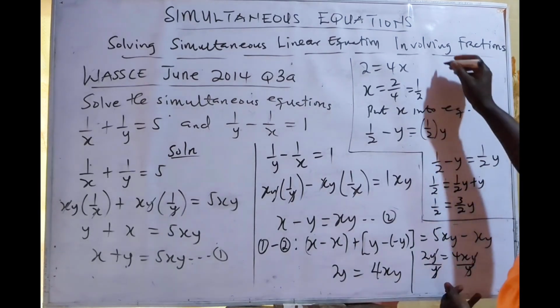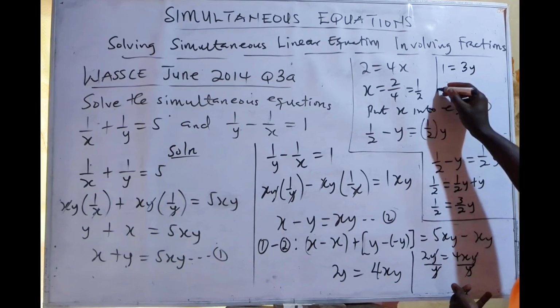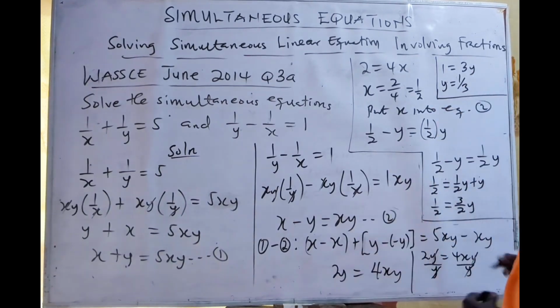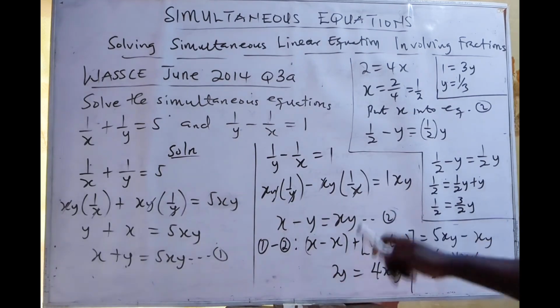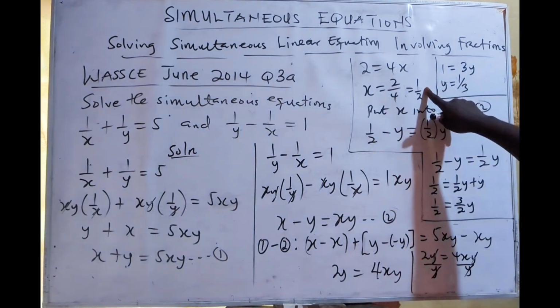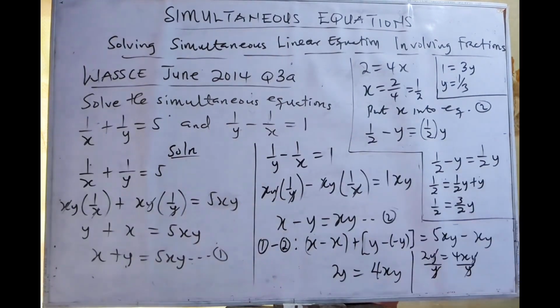So that we have 1 equal to 3y. And what is our y? Our y is going to be 1 over 3, so we divide by 3. So our x is 1 over 2, and our y is 1 over 3. So that is about this particular question. So x is 1 over 2, y is 1 over 3.